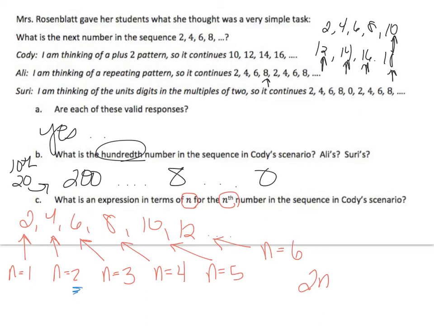So when n equals 2, 2 times 2 equals 4. When n equals 5, 2 times 5 equals 10. It works out. So that would be one expression that would work. Okay, that's when we start out with n equals 1. If we start out with n equals 0, it's more like 2 times n plus 1. So n equals 0, 0 plus 1 is 1, so the first term is 2.